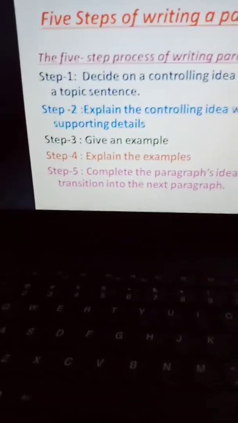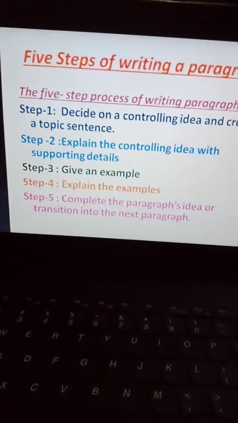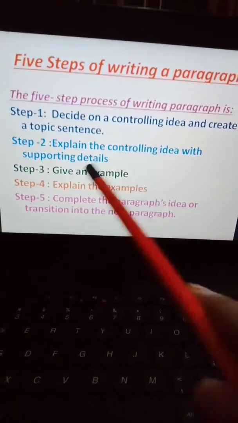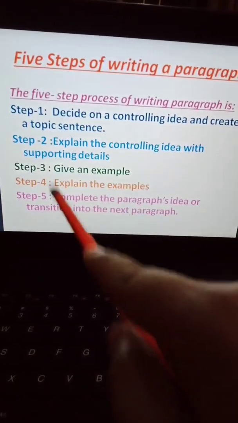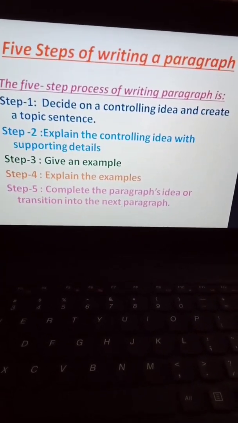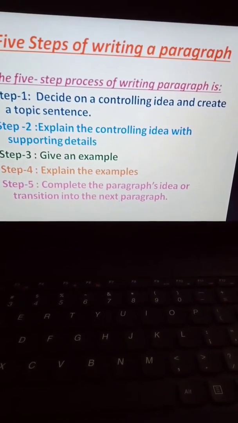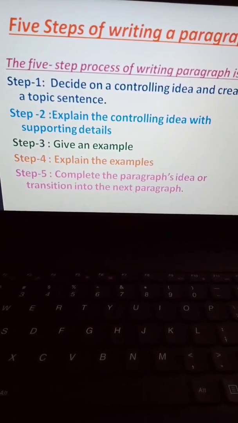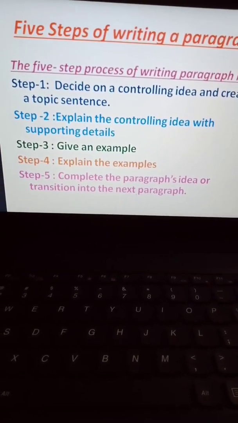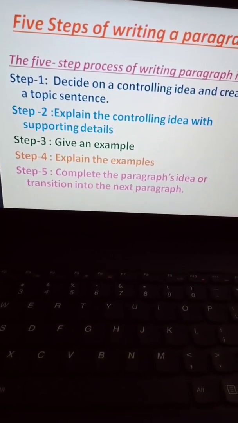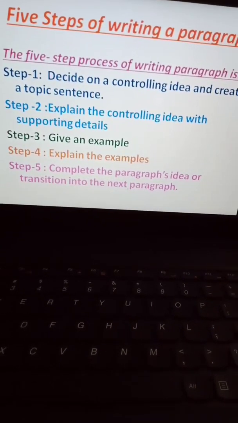Okay. So now in this slide I'll show you the steps. There are 5 steps of writing a paragraph. So here I have written the steps. The first one is decide on a controlling idea and create a topic sentence. So before writing a paragraph, you should decide what should be the controlling idea, and then when you have decided a controlling idea, then you have to create a topic sentence as well.